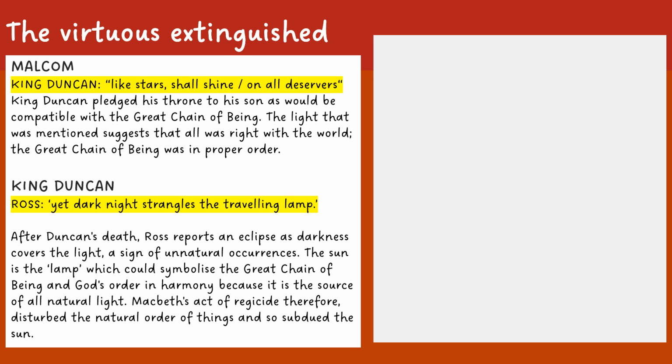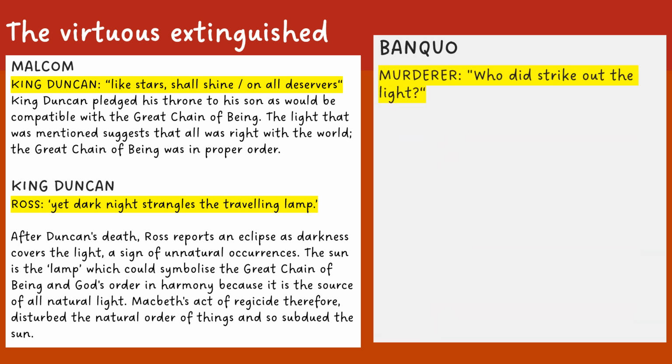Okay, and finally, we've got one more character to consider when we think about the virtuous within the play and how they are symbolic of light. So, Banquo. This is the moment where Banquo is murdered by the murderers, obviously, that have been ordered by Macbeth. Now, Banquo and Fleance are carrying torches. Obviously, you could analyse the use of the torches in the stage directions, which symbolises the fact that both of these characters are honourable and virtuous.